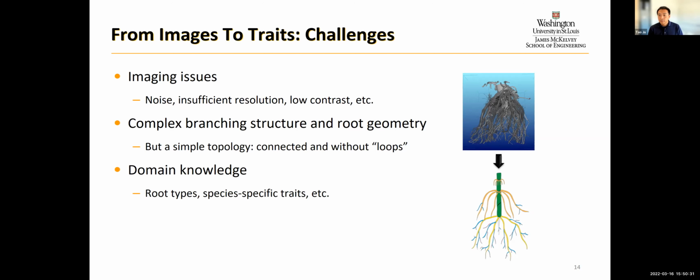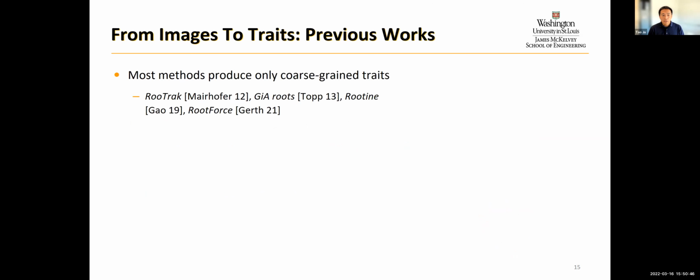And last but not least, for root phenotyping, you need to understand the biology of roots and the biology of specific species to incorporate the knowledge into the phenotyping pipeline. So with these many challenges, it is not surprising that the majority of the methods to date can only produce coarse-grained traits, such as total volume, depth, total number of roots, because these traits don't require an accurate reconstruction of the root in the first place.